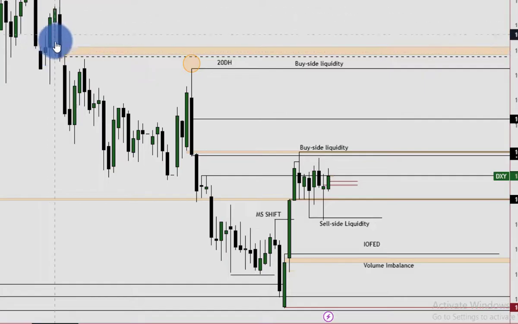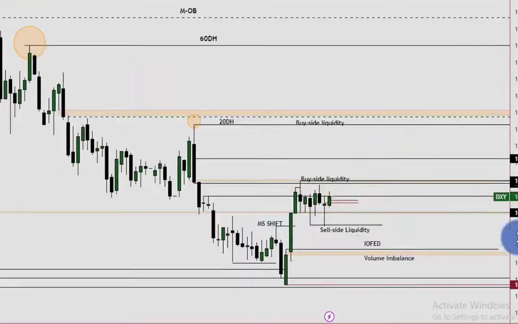also another fair value gap, or you can call it the sell side imbalance and the buy side inefficiency, and this is also a bearish order block. So remember, a bearish order block that has a fair value gap is high probability. This is the draw on liquidity on the higher time frame.